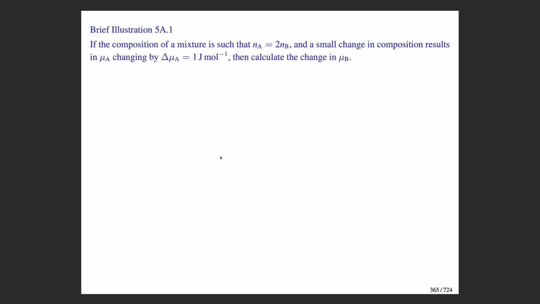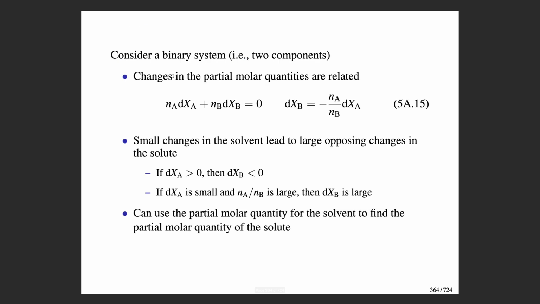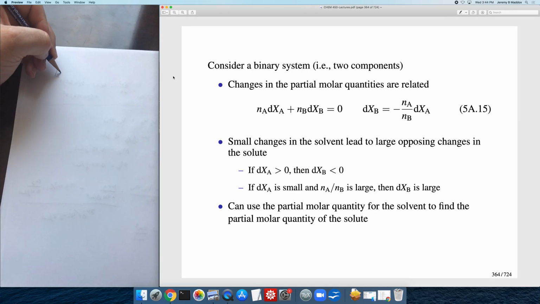I didn't look very closely at this problem, so I don't even know if I know how to do it. If the composition of a mixture is such that the number of moles of component A is twice the number of moles of component B, and a small change in composition results in mu_A changing by 1 joule per mole, then calculate the change in mu_B. Well, let's just go to the Gibbs-Duhem equation. This would tell us that the change in the chemical potential of component B, so I'm just working from right here.